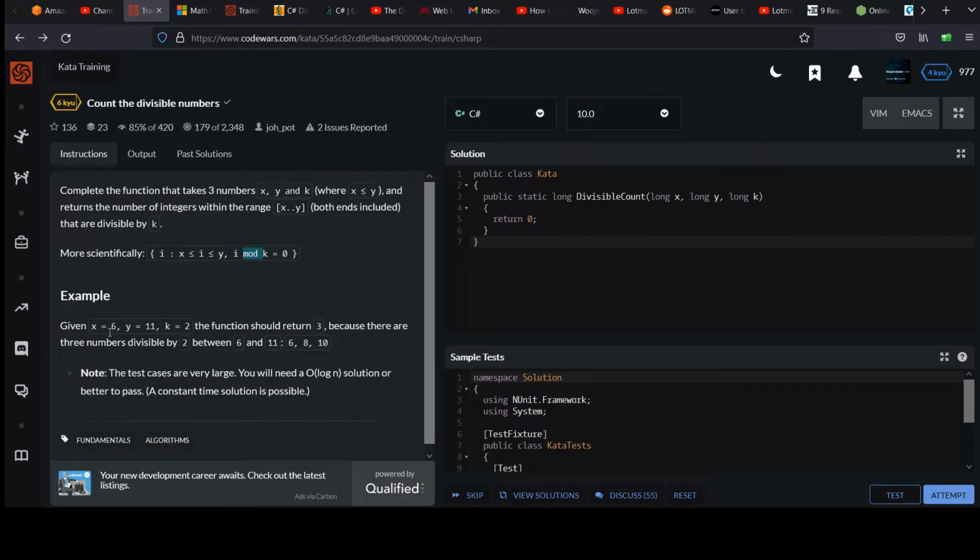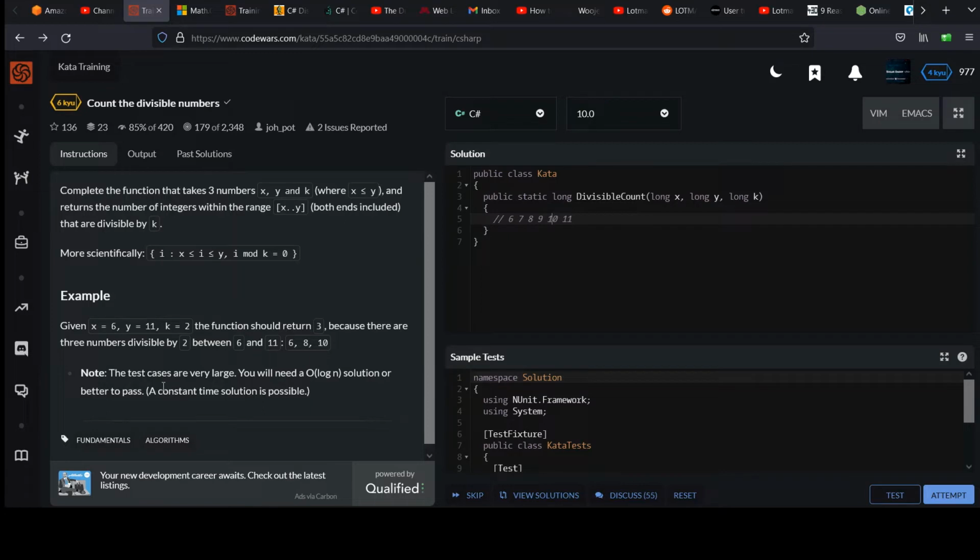Example, given x equals 6, y equals 11, and k equals 2, the function should return 3 because there are 3 numbers divisible by 2. So imagine if I wrote out 6, 7, 8, 9, 10, 11, right? And remember 6 and 11 count, they said count the ends, and just see which ones divide by 2 evenly. It's all the even numbers, right? So 6, 8, and 10. You can see there are 3 of them in this range here. And so you return 3.